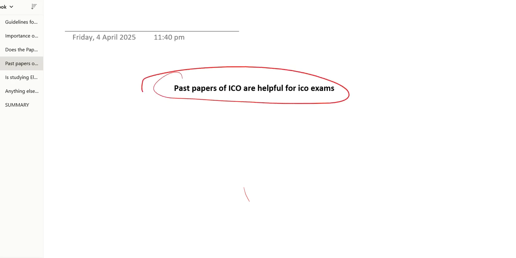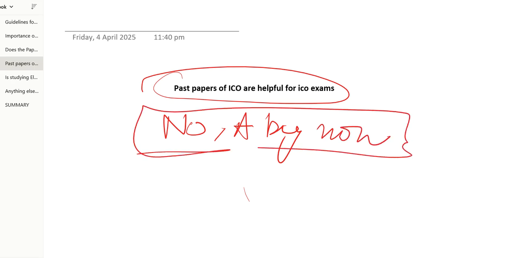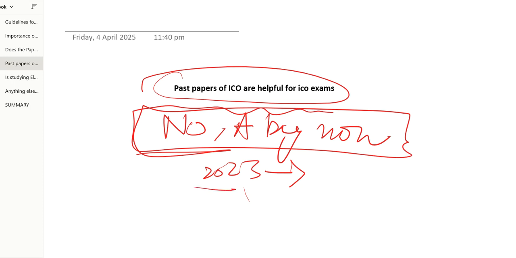Are the past papers of ICO exams helpful? No, a big no. Past papers are not helpful now. Only the recalls from 2023 onward may be helpful. But if you study with proper study material, you can easily pass the exam. Although you don't have the MCQ pool, if you study the proper book, you can easily pass the exam.